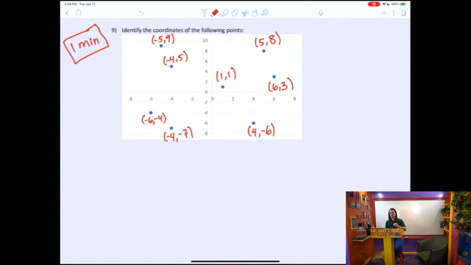Okay, so starting with the leftmost point, we're going to have -6 comma -4, then -5 comma 9 all the way up the upper left-hand side. Then we have 2 points on the x-coordinate of -4. We have -4 comma 5 in the second quadrant, and we have -4 comma -7 in the third quadrant.